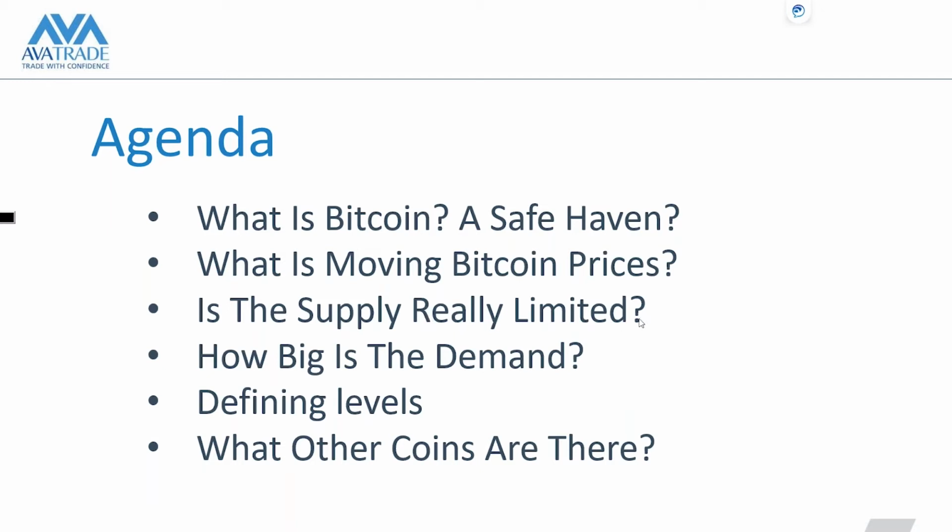Now again, with the third question, I would like you guys to participate on this one. Is the supply really limited? What do you guys think? Is Bitcoin supply really limited? Absolutely. Amutha said that yes. So what is the total supply of Bitcoin? Do you guys know the total Bitcoin supply? 21 million. Absolutely. That is the total Bitcoin supply which is out there.